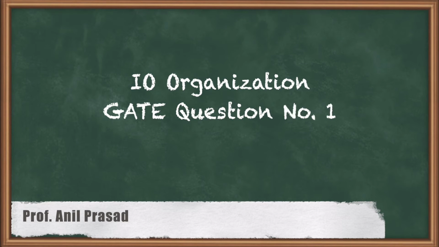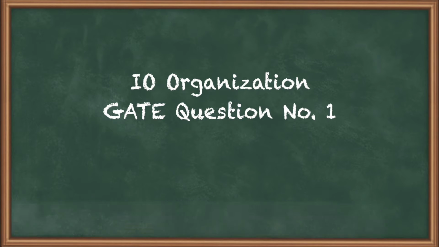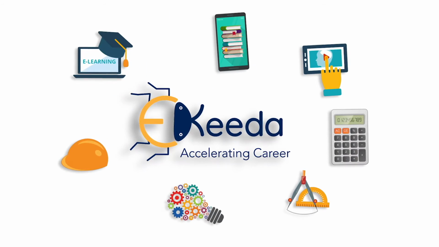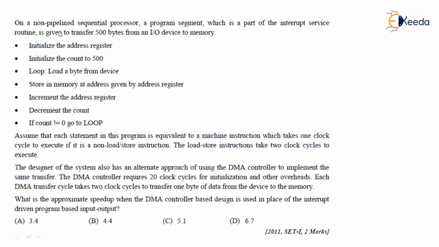Now, let's solve a question on direct memory access, which was given in GATE 2011 for 2 marks. On a non-pipeline sequential processor, a program segment, which is a part of the interrupt service routine, is given to transfer 500 bytes from an IO device to memory. And here, there is a program given. This is a non-pipeline sequential processor, and in this processor, this program has to run.